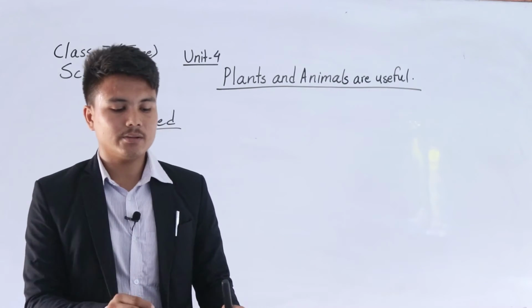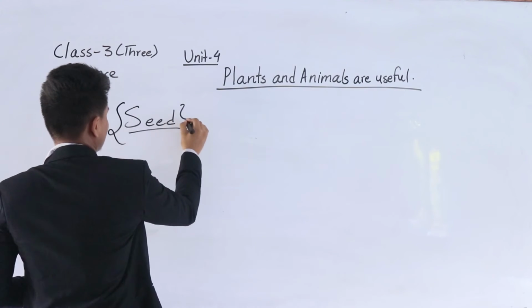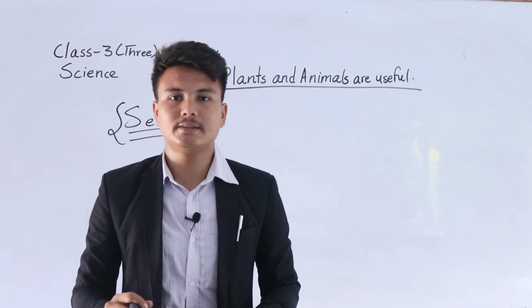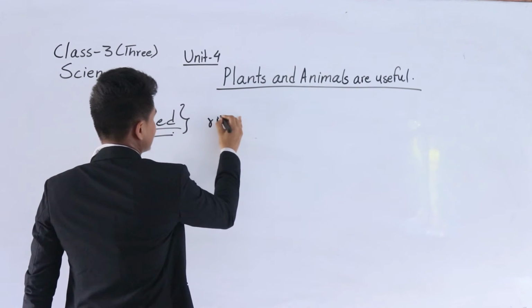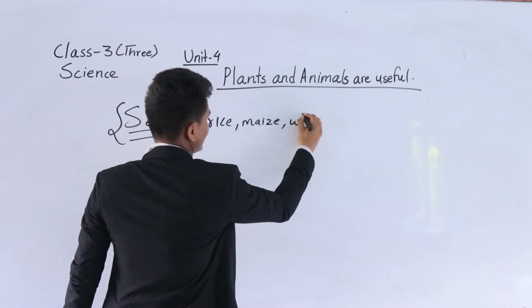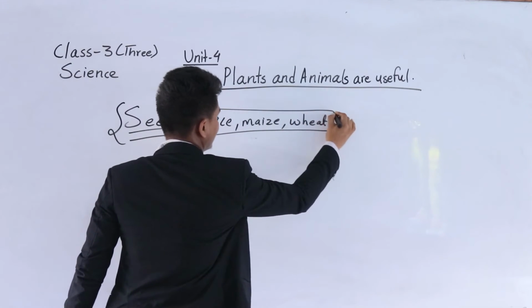They are also known as grains or cereals. So these are the seeds. Clear, all of you? We use plant parts. That is, seed is our main food. Basically, we eat rice, maize, wheat. These are the main food of our country.